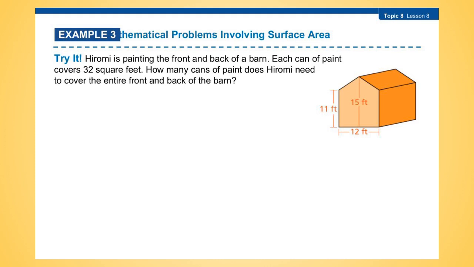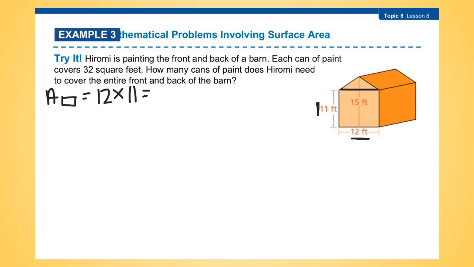Okay, so if I'm looking at this barn, the first thing I'm going to notice is that I think that this front side might be a composite. I might have a rectangle and a triangle. So let me find the area of the rectangle. And it is a 12 by 11. You're going to pick up your calculator and you're going to multiply those.